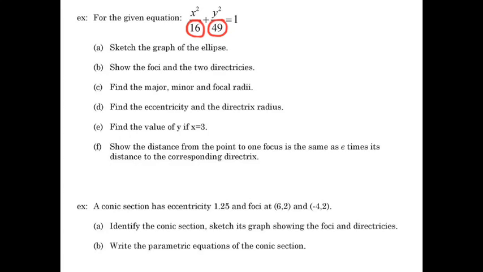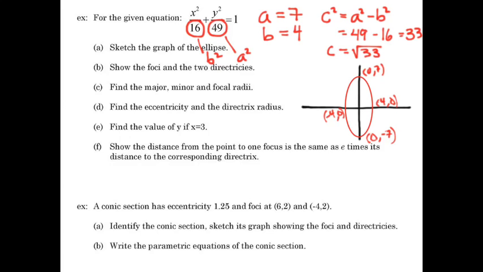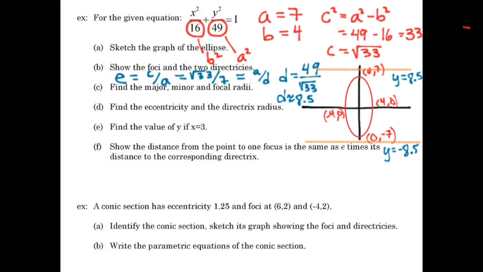So I have, in this case, an ellipse, and I have my A and my B value. Again, A is always larger for the ellipse, and I want to get a sketch. I can get my C value using C squared is A squared minus B squared, and I get root 33. So I start to think about what my sketch looks like. I have my major and minor axis. I can get my eccentricity, and from there I can find D, the distance to my directrices. D is around 8.5, and that's perpendicular to the major axis, my A value. So if A goes like this, then my directrices go like that.